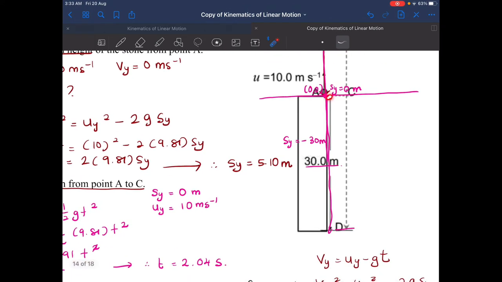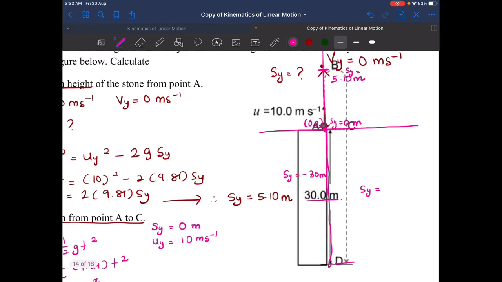So daripada kosong tu, kalau kita buat matematik kat sini, nak tahu total perjalanan dia. So naik 5.10, turun, tolak 5.10. Dan then, this one pula, naik, turun, and then travel lagi, iaitu tambah lagi negatif 30. Negatif sebab ke bawah. So total distance dia travel sebenarnya adalah negatif 30 meter.